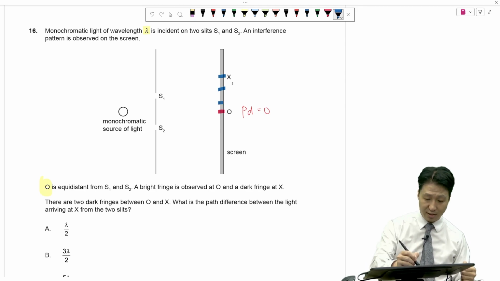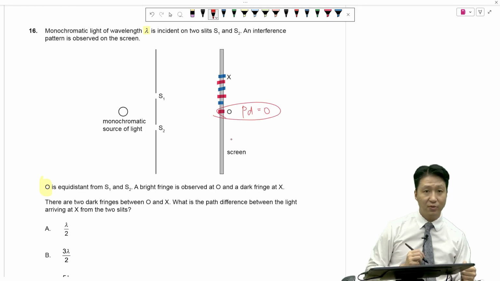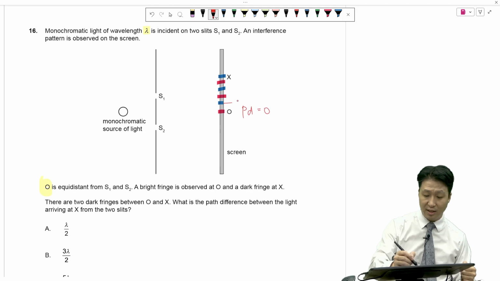And because they alternate, it has to be constructive at O, destructive at the blue one, then constructive, another destructive, and then constructive. If we look at the path differences, here at O, path difference is 0. This is destructive, so the path difference is 1/2 lambda. Next constructive, which is path difference of lambda. Then destructive, path difference of 3/2 lambda. Constructive, path difference of 2 lambda. And finally X, path difference of 5/2 lambda.